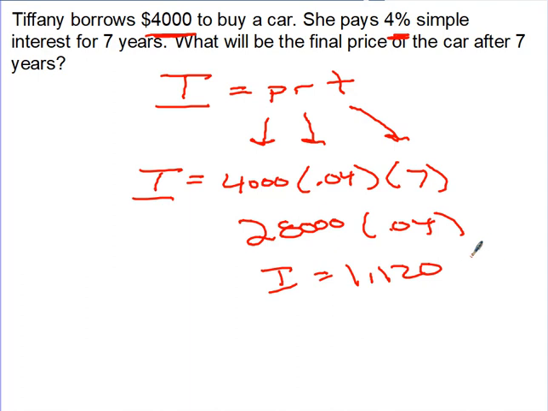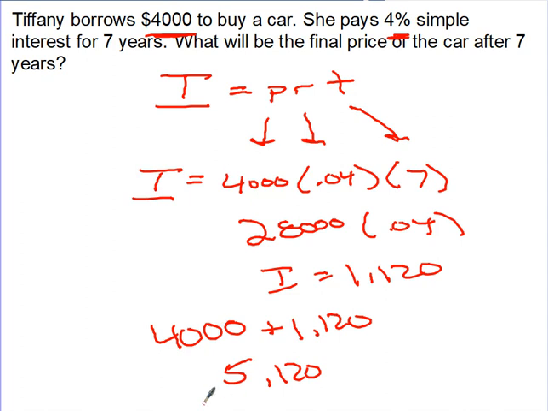So this is not the final cost of the car, though. The final cost of the car is this interest paid plus the initial $4,000, because she has to pay $4,000. So when she's paying her money back over the 7 years, she's paying back all $4,000, plus she's also paying back an additional $1,120. And this is how much money the person that loaned her the money is going to make, the extra money they get just for loaning it out. So the final cost of that car, which she thought cost $4,000, really cost $5,120.